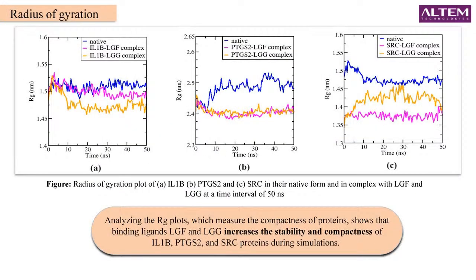These are the results of the radius of gyration, and it measures the compactness of proteins, and it shows that binding ligands, the LGF and LGG, increase the stability and compactness of the IL-1B, PTGS2, and SRC protein during the simulations.